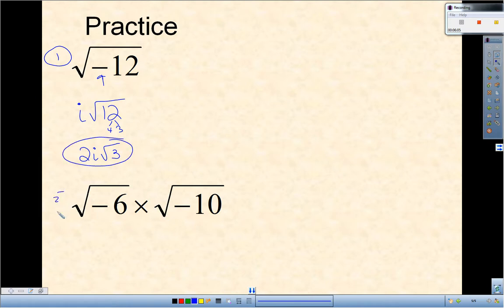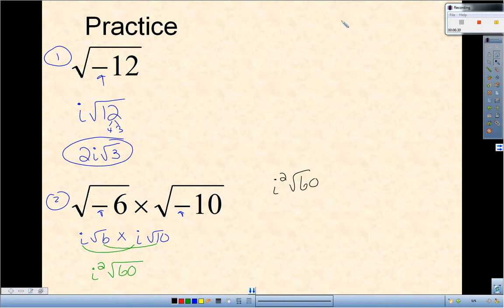Alright, for the second one, again, those negative square roots let me know I'm going to take out an i, so that gives me i root 6 times i root 10. I'm going to multiply these together, so I'm going to do i times i, which is i squared, and then the square root of 6 times 10, which is 60. So that gives me i squared square root of 60. Well, if you remember, i is equal to the square root of negative 1. i squared is equal to negative 1. So that means that this i squared is really negative 1 root 60.